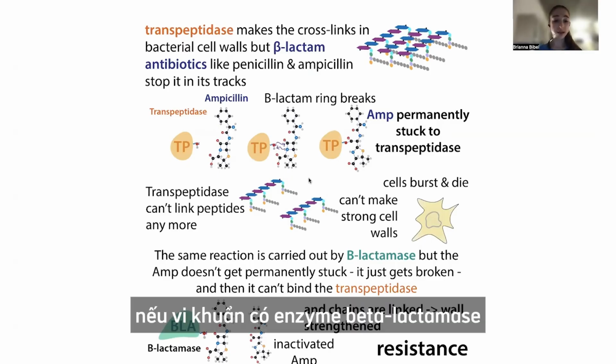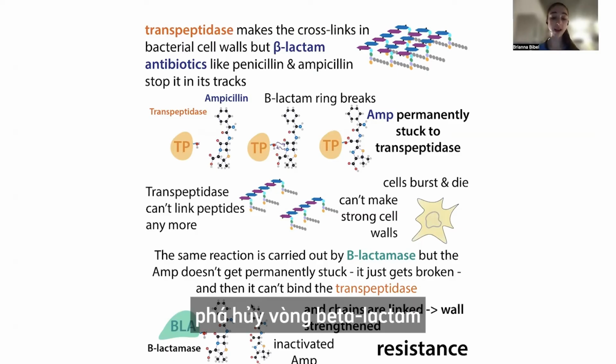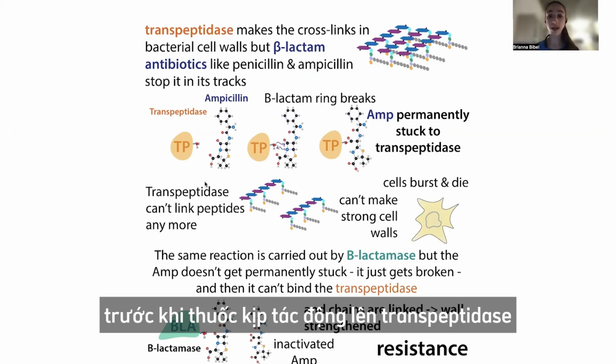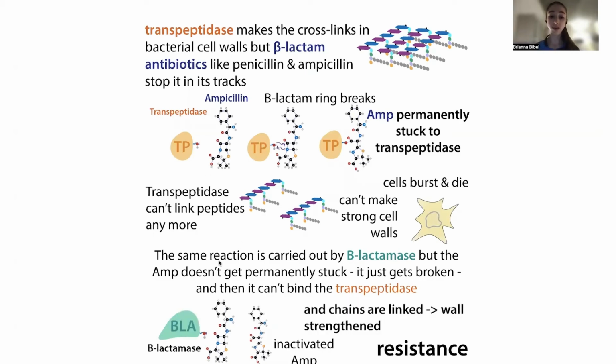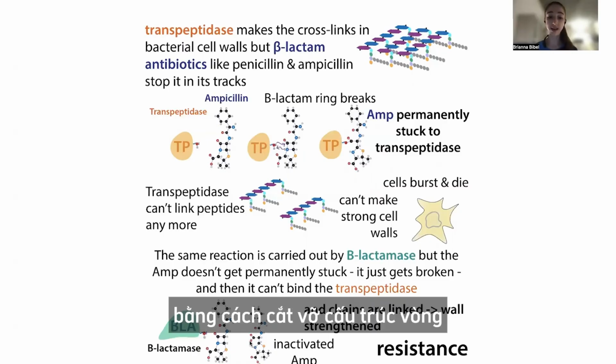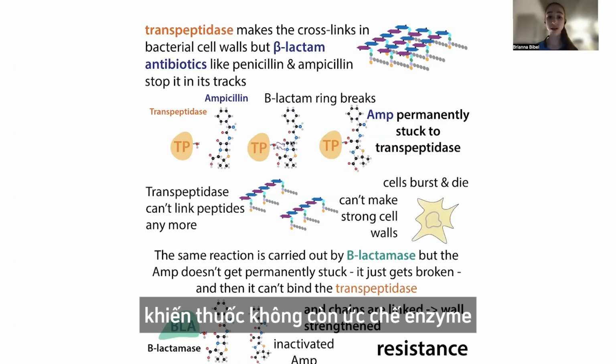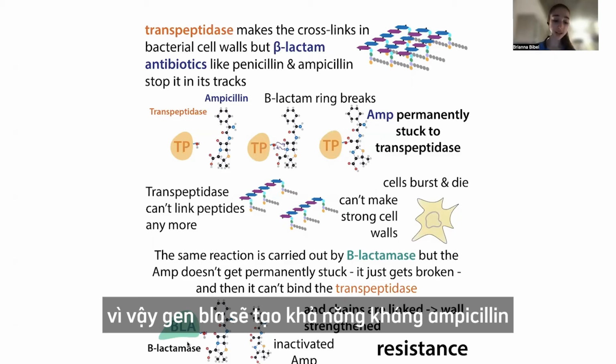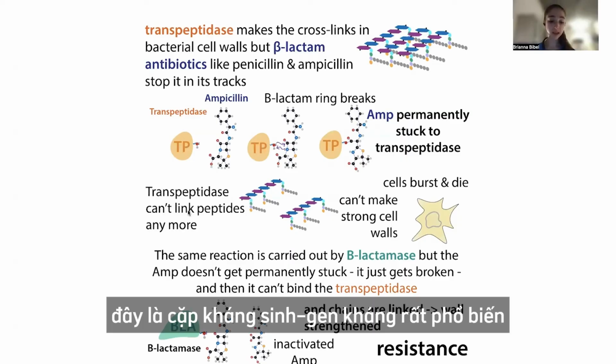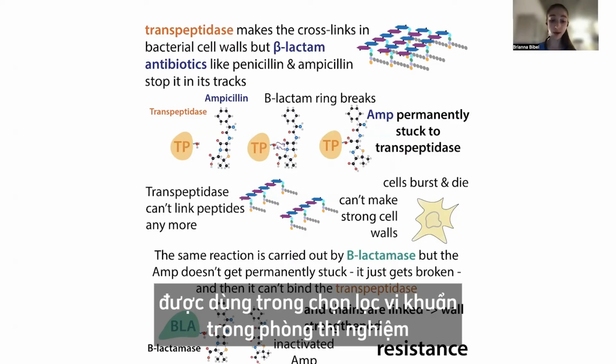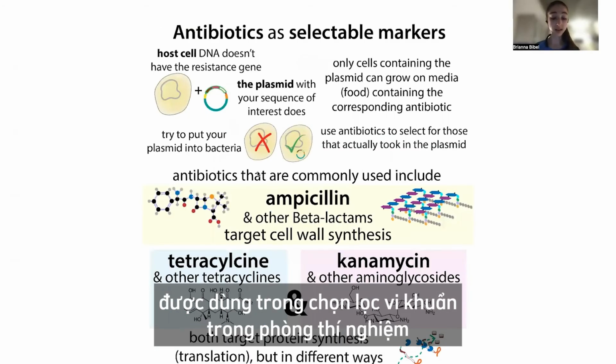What can happen is that if the bacteria have another enzyme, beta-lactamase, they can inactivate that beta-lactam before it can go and confuse the transpeptidase. Basically, the beta-lactamase is going to attack it and break it open, so that it's no longer able to inhibit the transpeptidase. And so this BLA gene is going to provide resistance to ampicillin. This is a common pair that we use for antibacterial resistance selection in the lab.